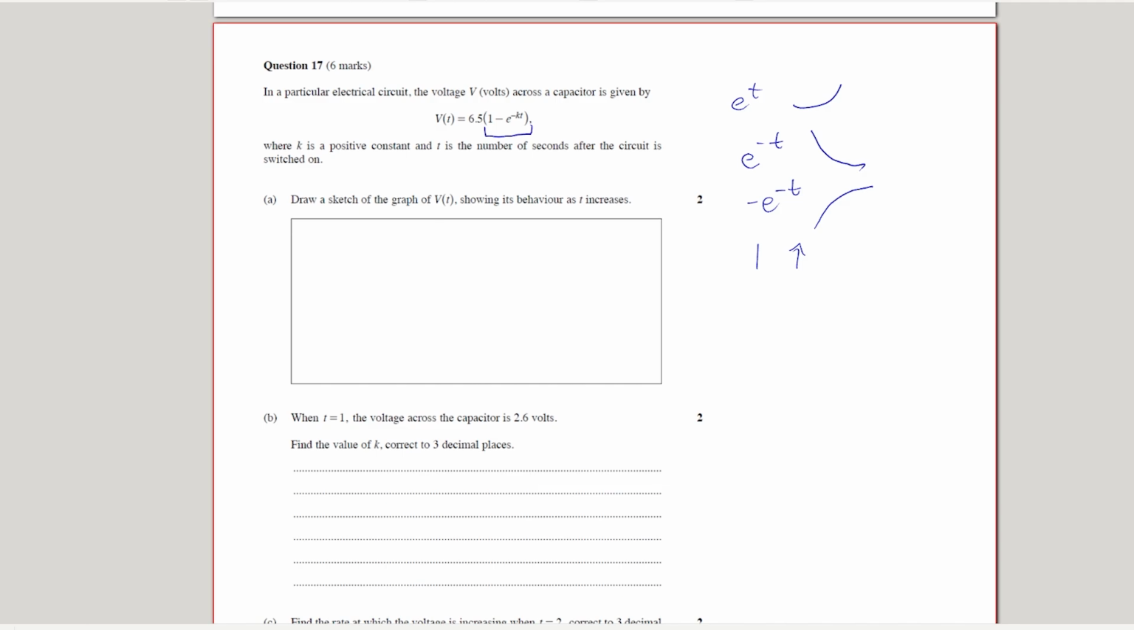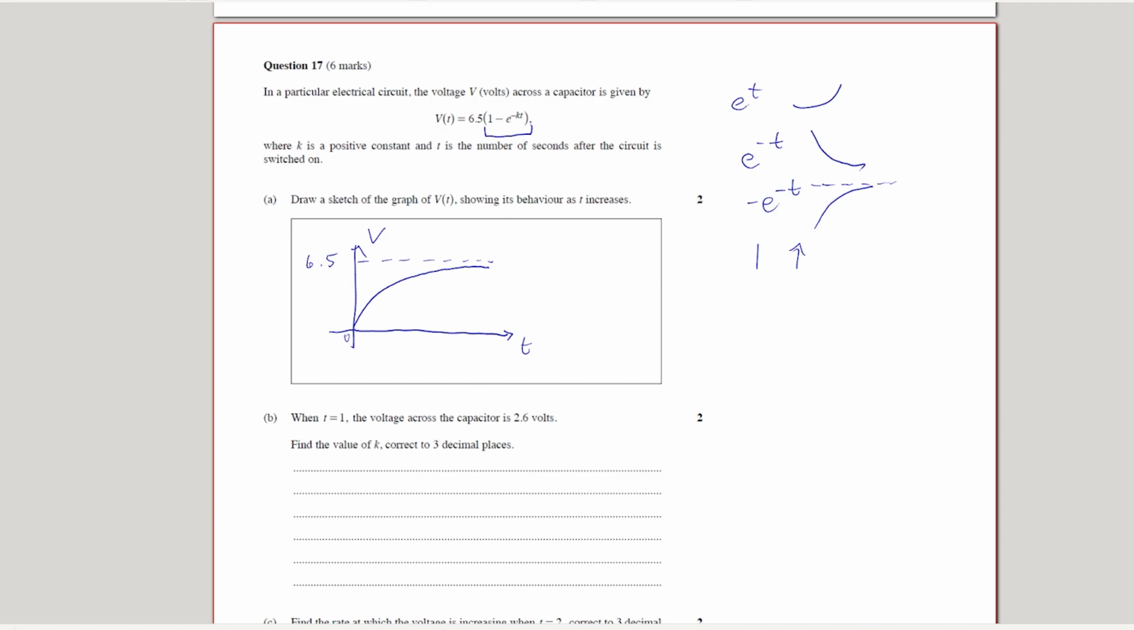So what this is going to look like is it's going to plateau out here. If you look at this function here, it's going to plateau at exactly 6.5, because that's the scaling factor. And write your V, t, you can write your 0, and there we go. There's a quick sketch. Now let's move on to question B.